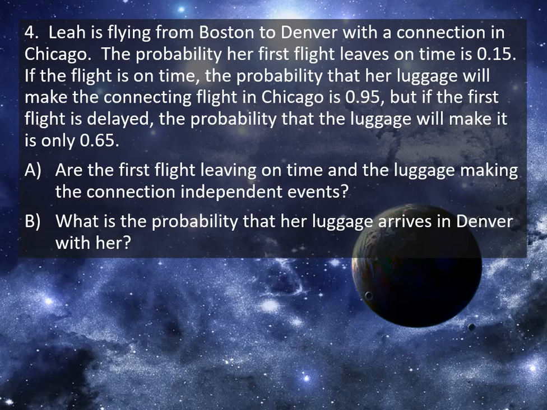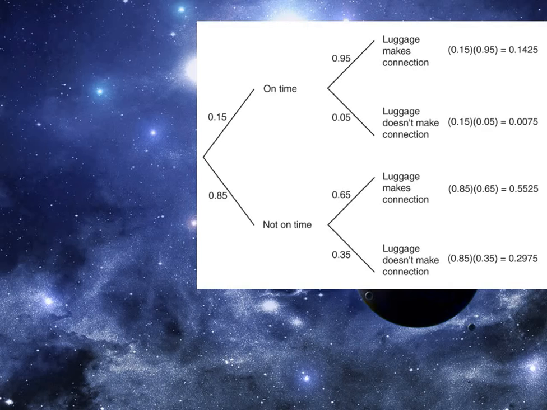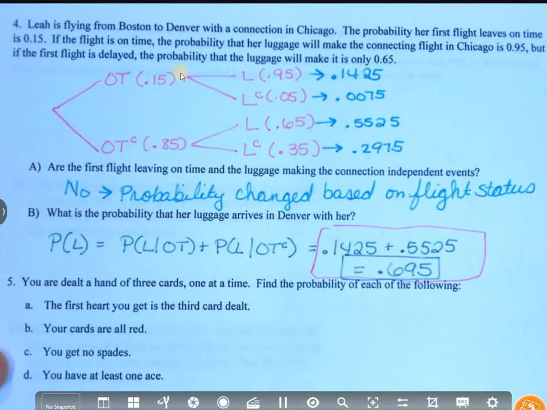And just to give you an idea, the textbook likes to make things way too spelled out, literally. Luggage makes connection. Luggage doesn't make connection. No, we don't have time for that. Ain't nobody got time for that. And I don't care if you summarize this with T complement. I don't care if you say on time, not on time, luggage makes it, luggage doesn't make it. I just like the C because it means not.